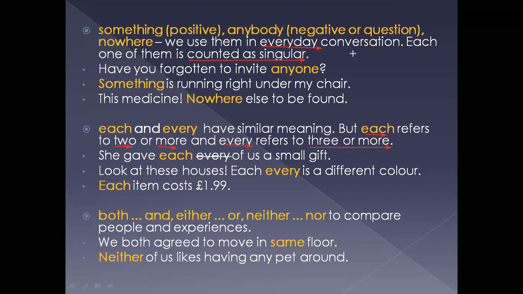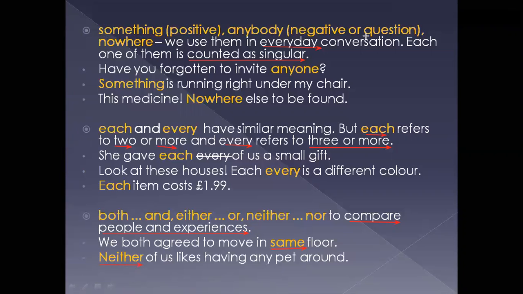It's used to compare things that are the same. Compare people, yes, okay. And for neither, it means that neither of us likes having any pet around. What does that mean, this sentence? It's negative, which is none, right? Both. None. Yeah. And the same floor. We both agreed to move to the same floor. Okay, what does that mean? They are going to stay. Because they agree.